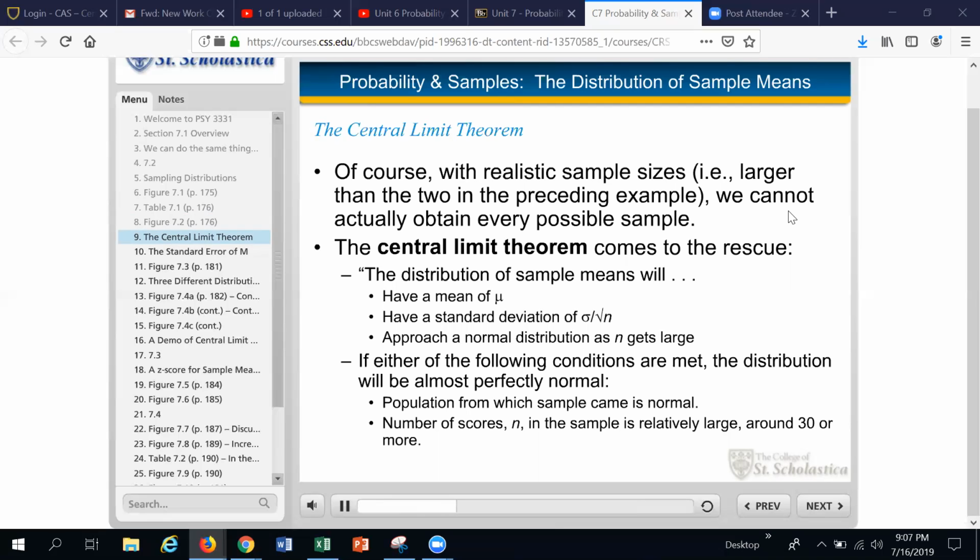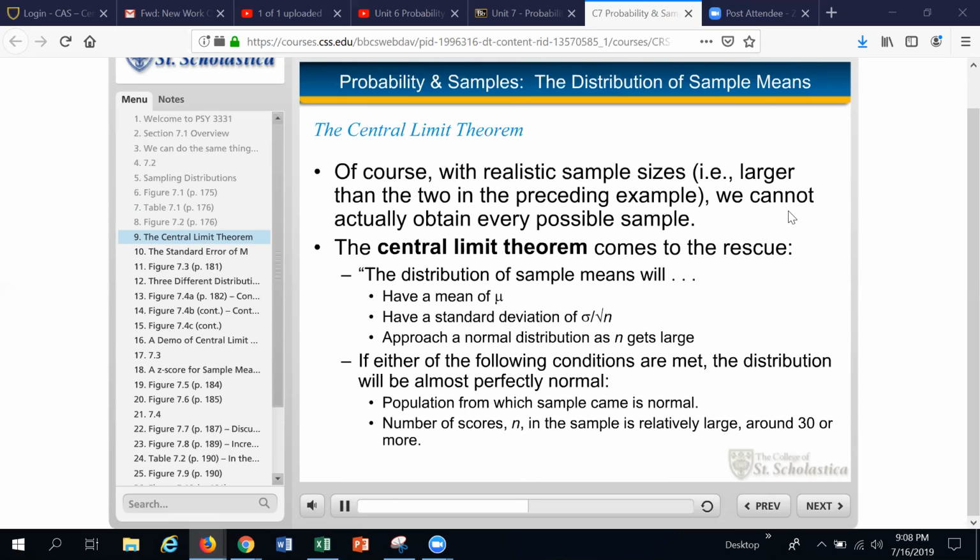First, the distribution of sample means will have a mean of mu, the population mean. Second, the distribution of sample means will have a standard deviation of sigma divided by the square root of n. Sigma is just the standard deviation of the population, and n is the sample size. Third, the distribution of sample means will approach the shape of a normal distribution as n gets large.